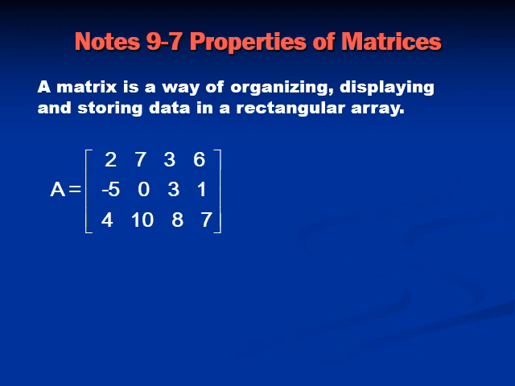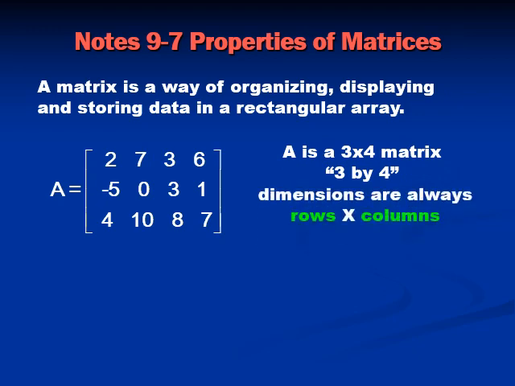And so here we can see A, capital A. We use capital letters to denote matrices. Matrix A is 3 rows by 4 columns, so we call this a 3 by 4 matrix. We always give the row number first and then the column number. So we say it's a 3 by 4, meaning that it has 3 rows, 4 columns, or a total of 12 elements, 12 different values.